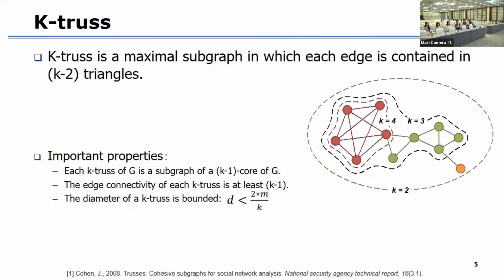K-truss is a maximal subgraph in which each edge is contained in at least k-2 triangles. It has some important properties, such as each k-truss is a subgraph of a k-core. The edge connectivity of each k-truss is at least k-1, and the diameter of a k-truss is bounded regarding the number of edges and the value of k. These properties directly follow from the definition of k-truss.